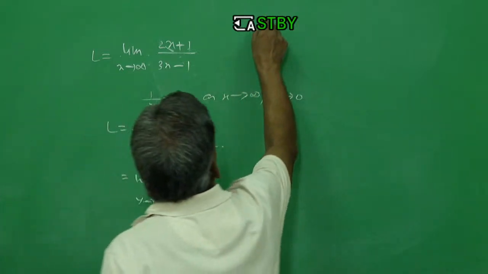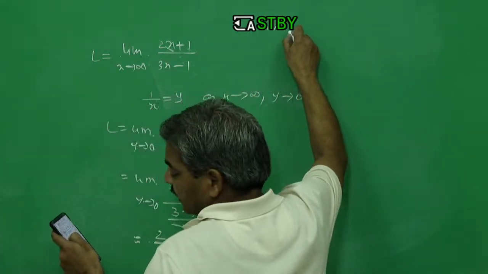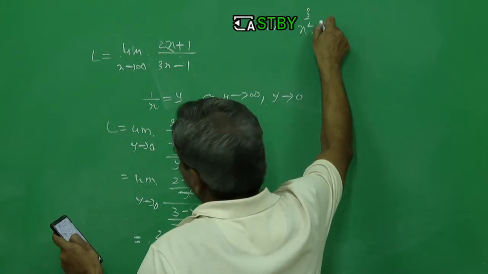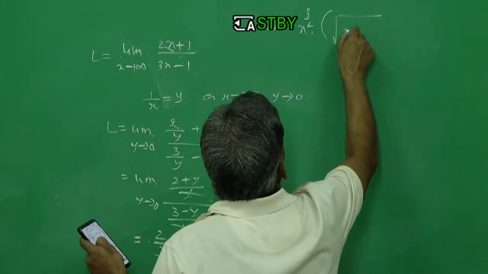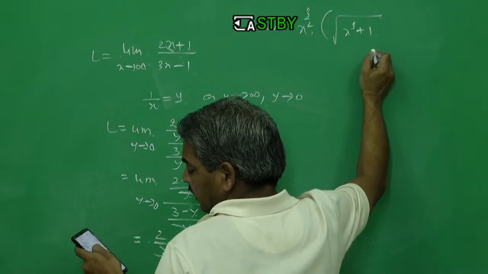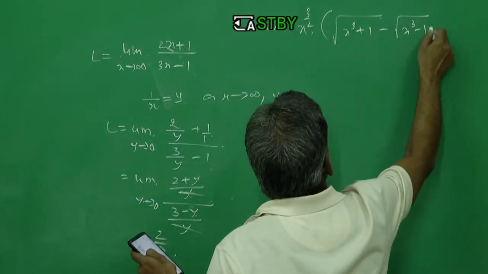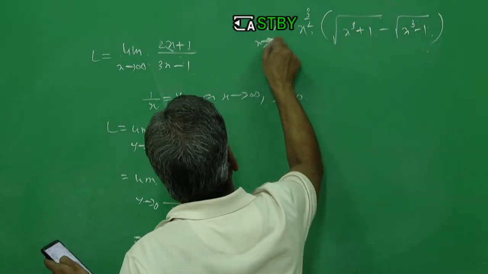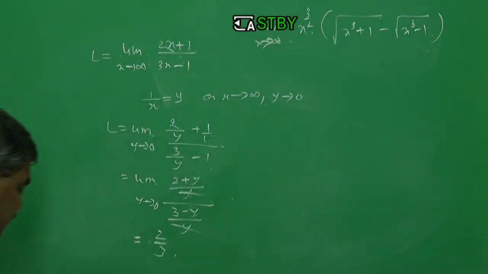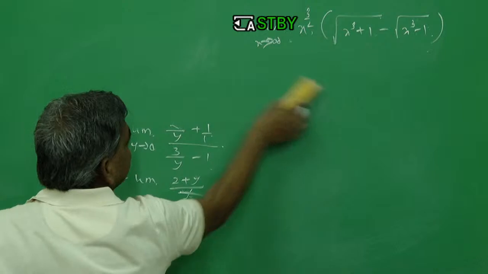Limit of x raised to 3 by 2 into root of x cube plus 1 minus root of x cube minus 1, x tends to infinity. मैं देखता हूँ चिंता क्यों कर रहे हो. Don't take the tension. Okay.